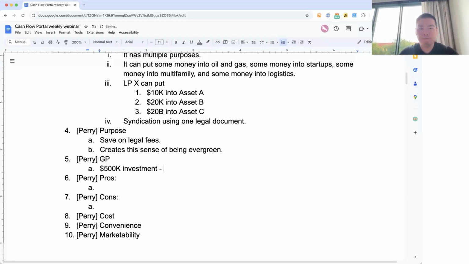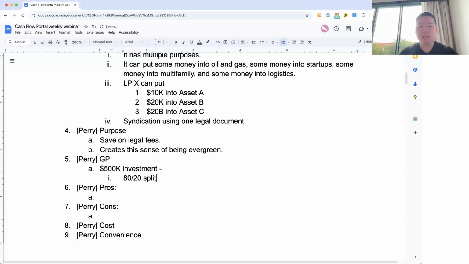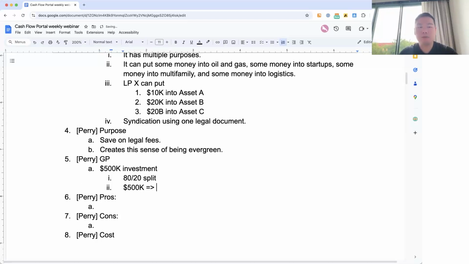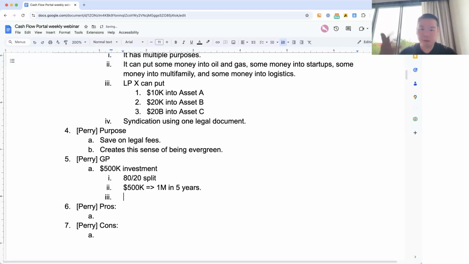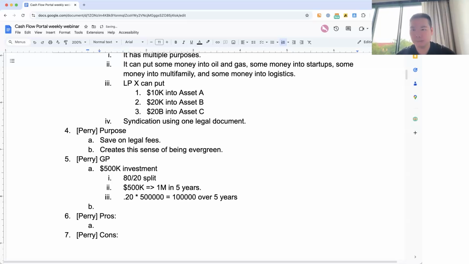Take a 500K investment. Okay. I'm a co-GP. And if you're a co-GP, you are at most an 80-20 split, most likely a 90-10 split. What does that mean? That means if that 100K becomes $1 million in 5 years, which is pretty much doubling your money in 5 years, then you are going to make basically 80% of 500K, 20% of 500K. Now, obviously, there's the acquisition fee, management fee, and so on. But when you do all the math, it's basically $100,000 over 5 years. Keep that in mind.